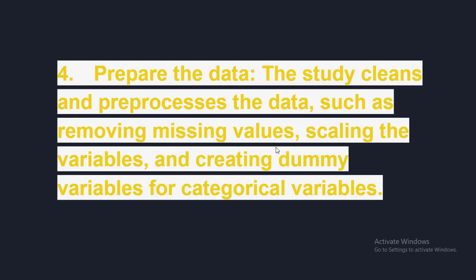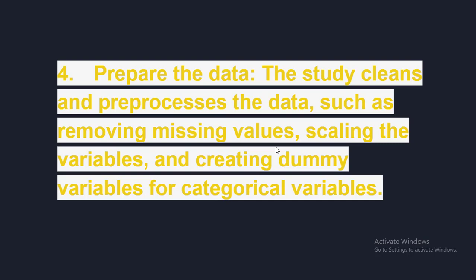Next, scaling the variables. Scaling the variables can help ensure that they are on a similar scale, which can improve the performance of the regression models. In this example, we use the scale function to standardize the values of the predictive variables so that they have a mean of 0 and a standard deviation of 1. Then creating dummy variables for categorical variables.